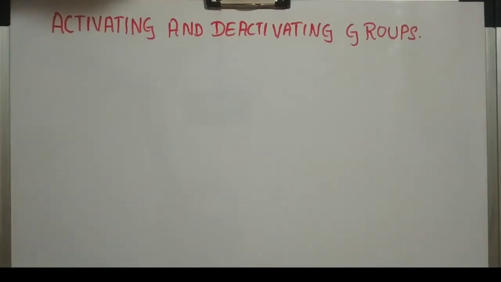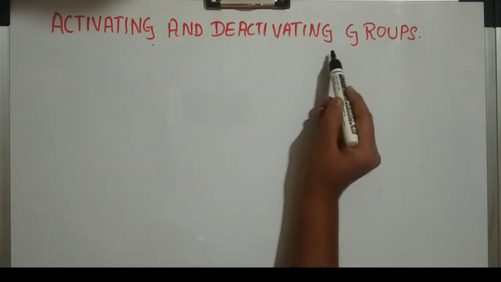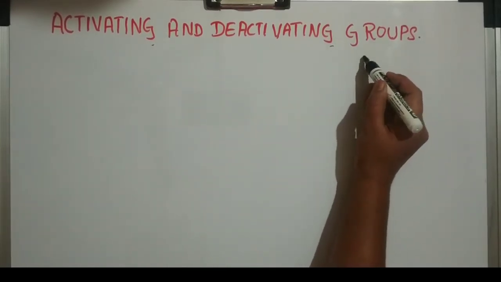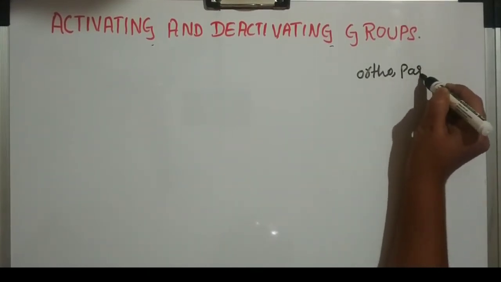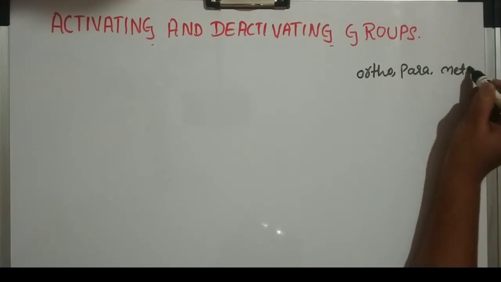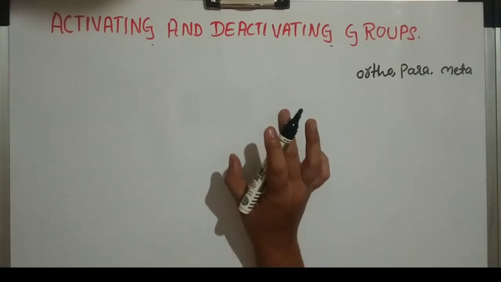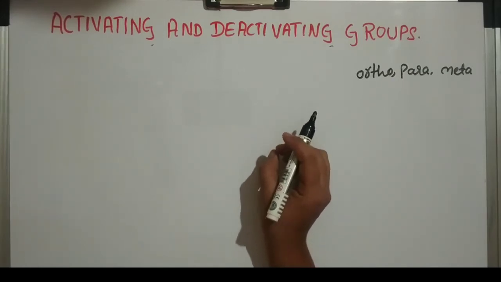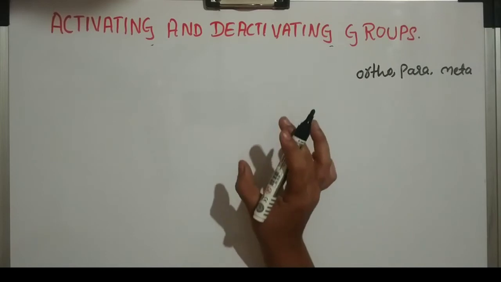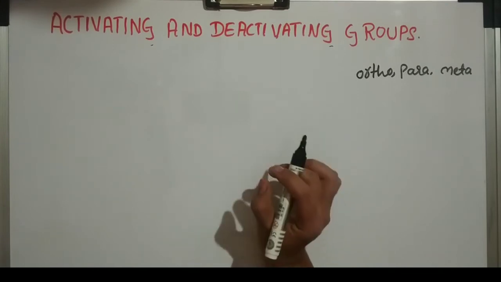Hello dear students, in this class we will discuss the activating and deactivating groups. Here we will discuss how these activating and deactivating groups are also known as ortho, para and meta directing groups. So here we will discuss three main points. What are ortho and para directing groups, second, what are meta directing groups, and third, how to determine ortho, meta, para directing groups.